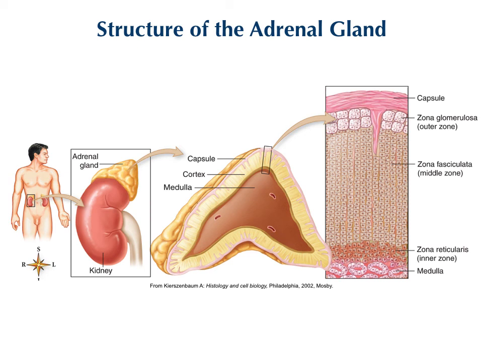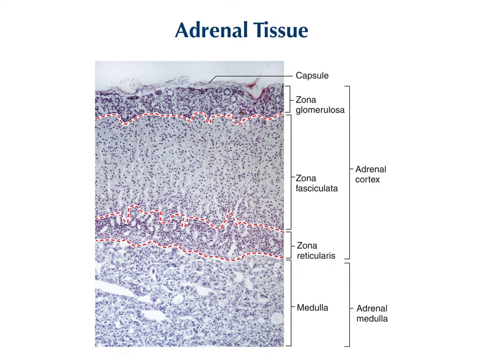The outer zone, the zona glomerulosa, the middle zone, the zona fasciculata, and then the inner zone, the zona reticularis, which abuts the medulla. And here we have an up-close histological section of those 3 different layers. Here you see the outermost zone is the zona glomerulosa, and cells within this zone are more columnar in shape and are arranged in irregular cords. Sometimes they're described as being in arcades.